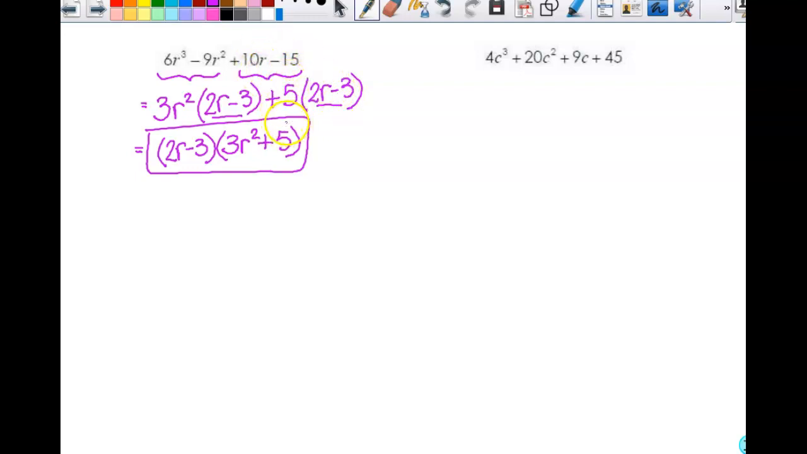You good? So now these two, if I look at this as one big term and one big term, they both have these parentheses in them. So I factor that out to the front. That's where that comes from. Once those are gone, then I'm left with 3r squared plus 5. And that's my second one there. Okay, does that help? Okay, good. You good? All right, so y'all try the last one on your own.